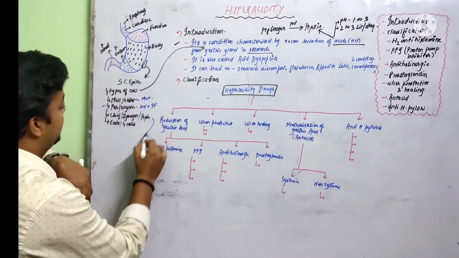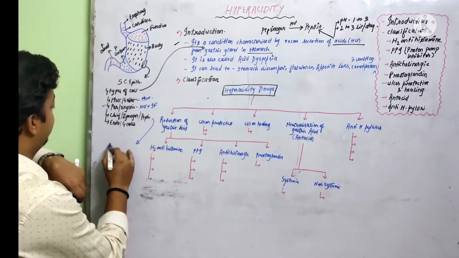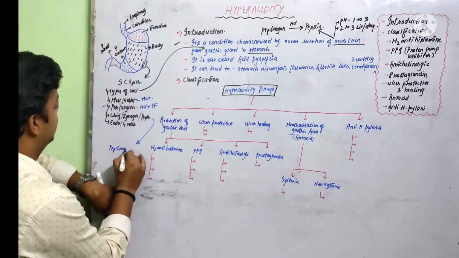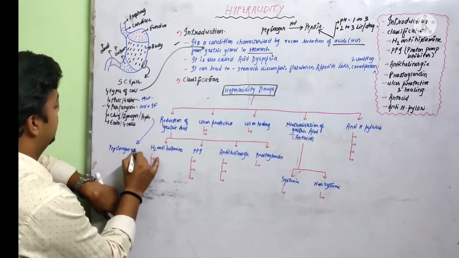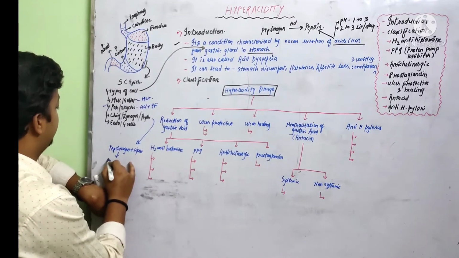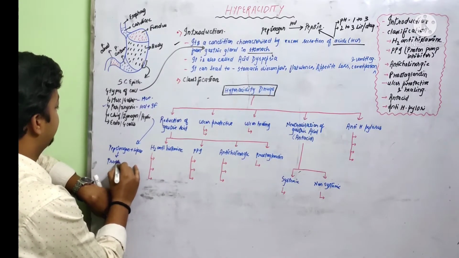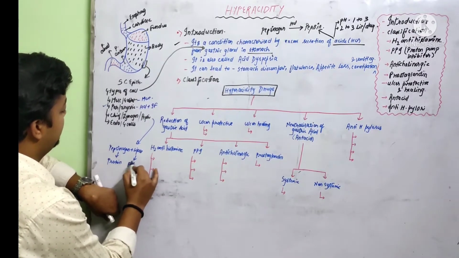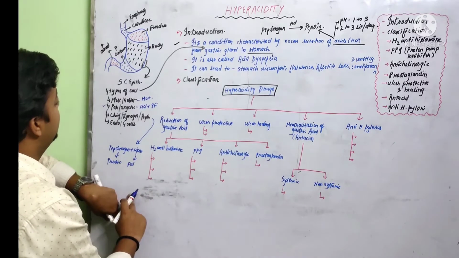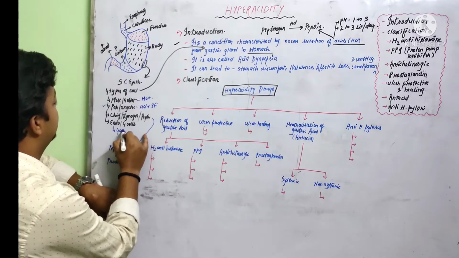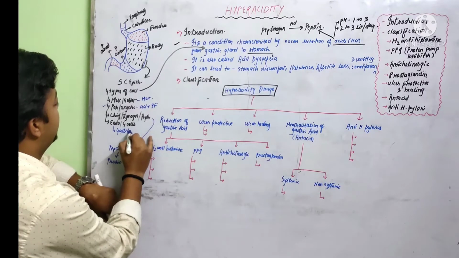So guys, this produces the enzymes pepsinogen and lipase. So guys, pepsinogen, as I told you, helps in the breakdown of proteins, and lipase helps in the breakdown of fat, that is into fatty acids and glycerol, right? And the endocrine cells, guys, here secrete the hormone gastrin, which regulates the gastric activity.